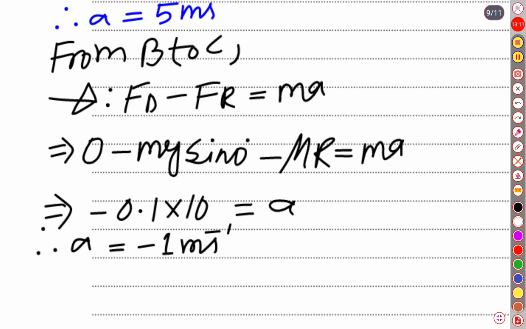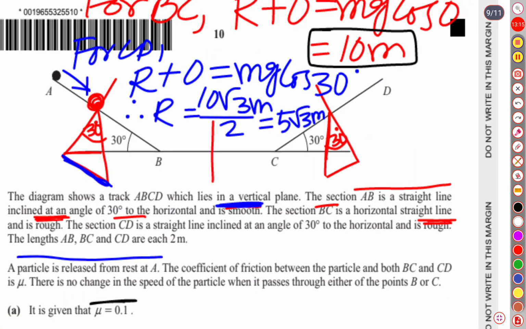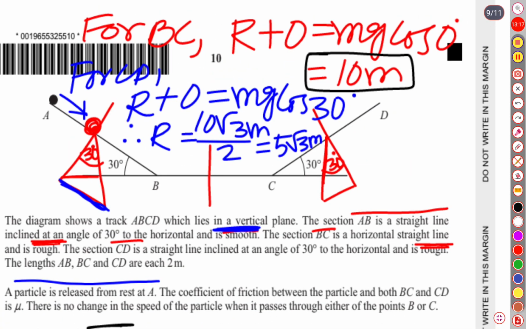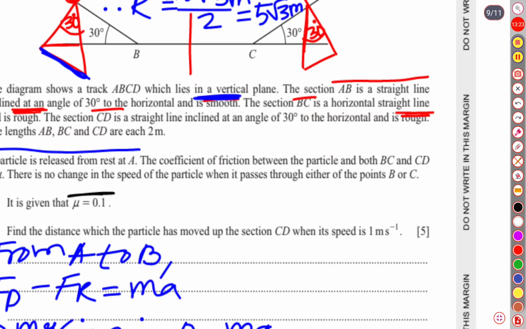So that is the acceleration at point C. Okay, we have completed two of the parts. Then we will complete the third part also.